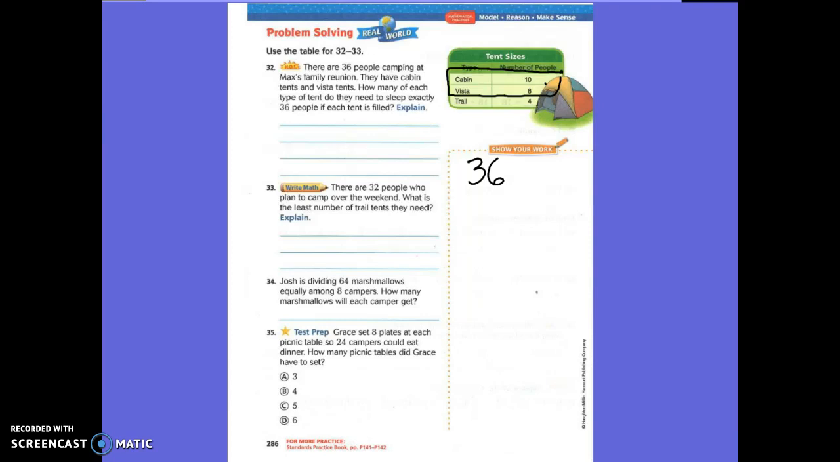Okay, well, 36 divided by 10, you can't do that. If you did even 3 cabins, that would be 10 each. That would be 30 people. But then you'd only need 6 more, and that tent holds 8. But we said all of them have to be filled. So 3 10s and 1 8 is not going to work to make 36, because that would be 38. So we can't do 3 cabin tents.